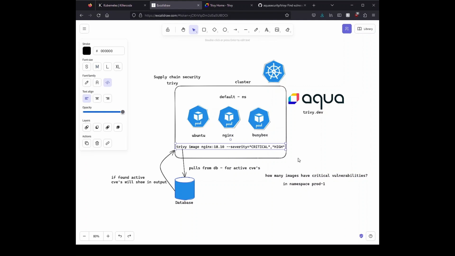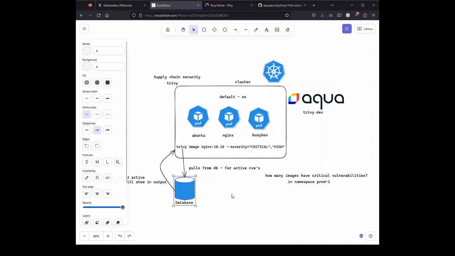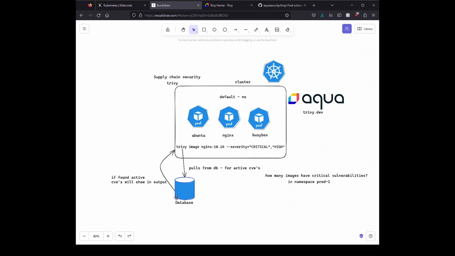So this would be one of those quick tools that you'll already have at your disposal to use, right? And essentially the way it works from this is it pulls from a database down here. It will look in that database for that specific image and any CVEs associated with it. And then you'll get the active output back from that.